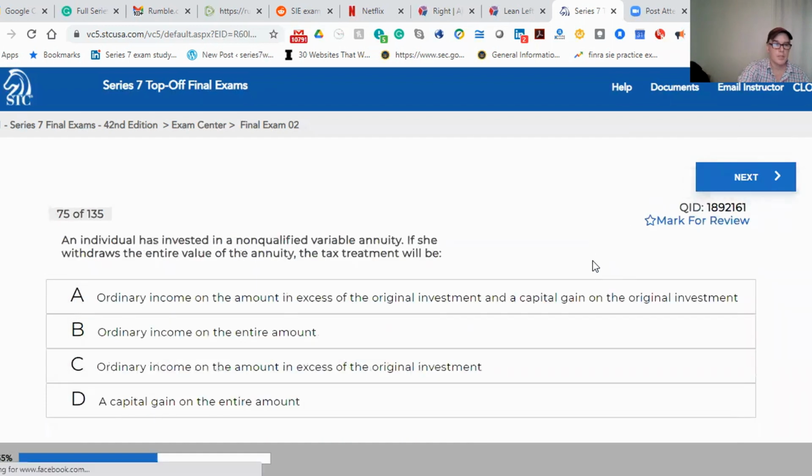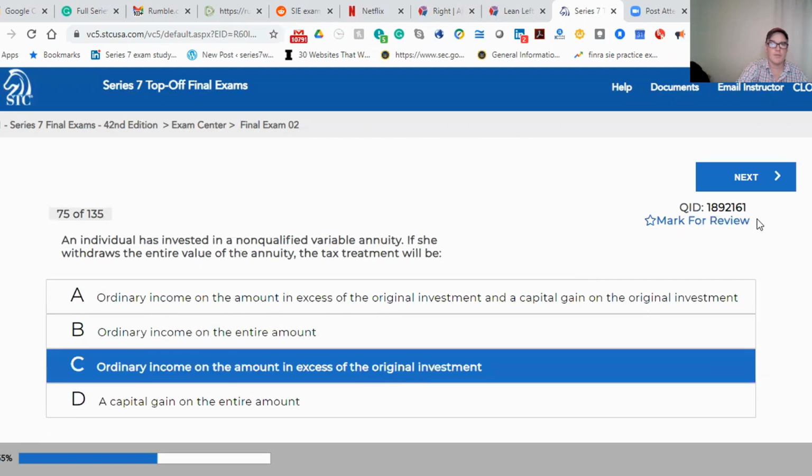Okay. 75, we're going to end on this. An individual has invested in a non-qualified variable annuity. If she withdraws the entire value of the annuity, the tax treatment will be... So if I invest in a non-qualified and I take it out, non-qualified means I put in money after taxes, so the money I put in is not going to be taxed. So B is out. C might be capital gain. No, because it's retirement, it's always ordinary income. There are no capital gains in retirement. So it's going to be ordinary income on the amount in excess of the original investment. Good.